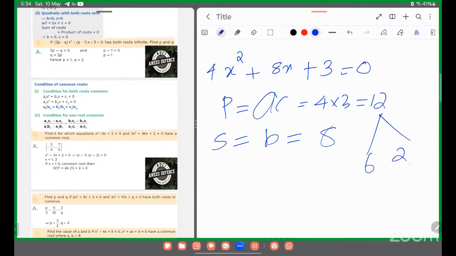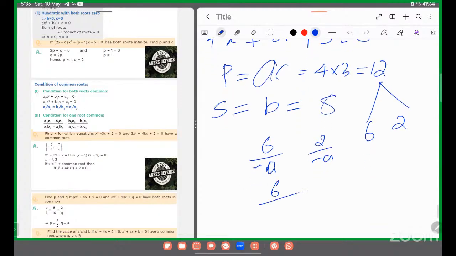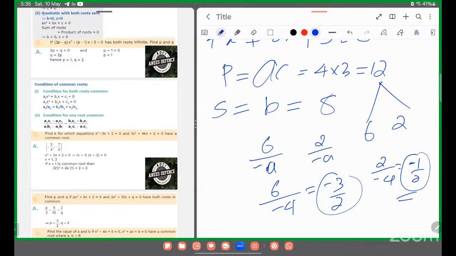So if you got 6 and 2, you can use them to split the middle term. But instead of that, simply divide 6 by minus a and 2 by minus a. That will be the roots. What is 6 by minus a? Since a is 4, it is minus 6 by 4. The answer will be minus 3 by 2. And 2 by minus a means 2 by minus 4. The answer will be minus 1 by 2.